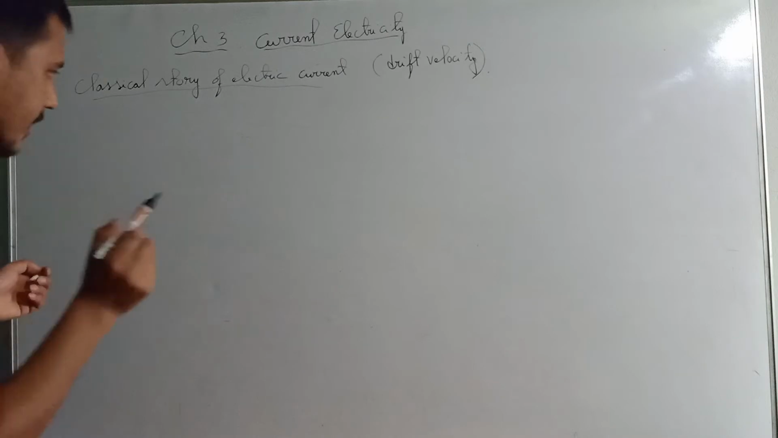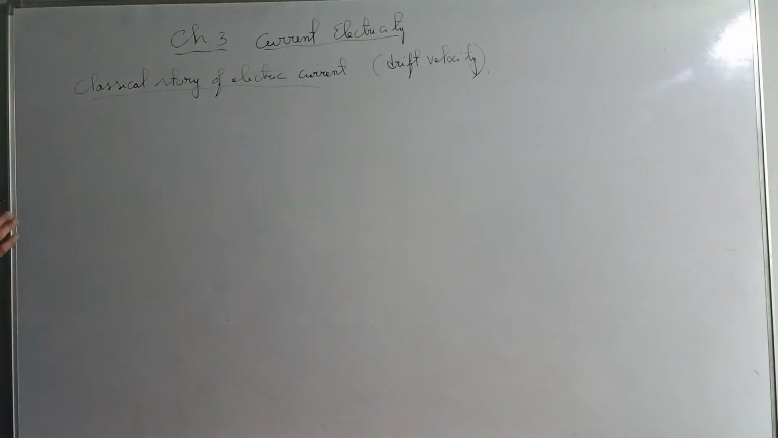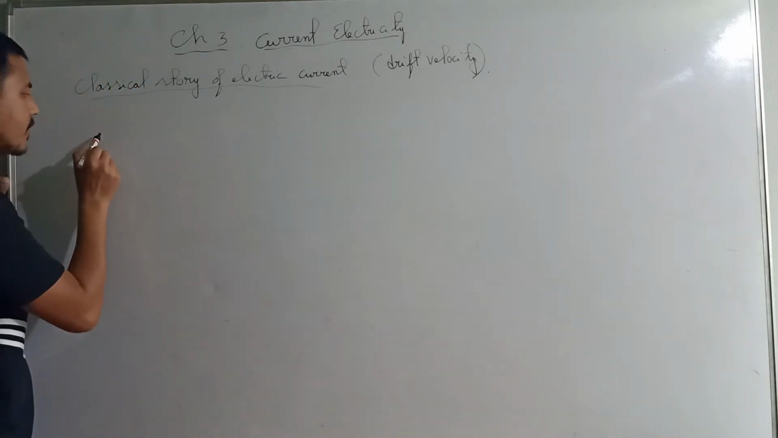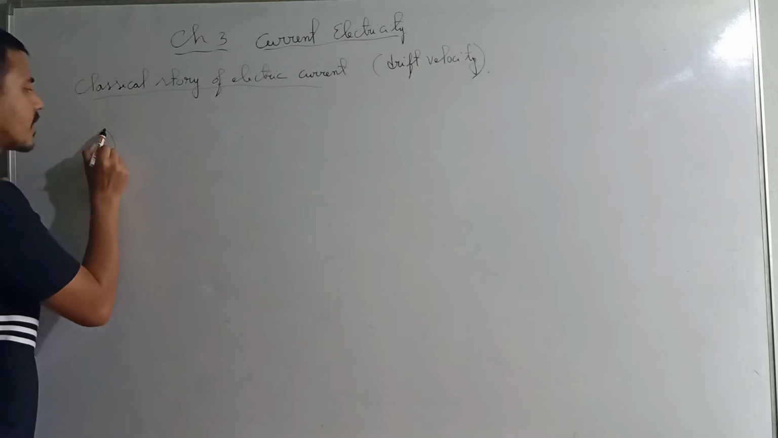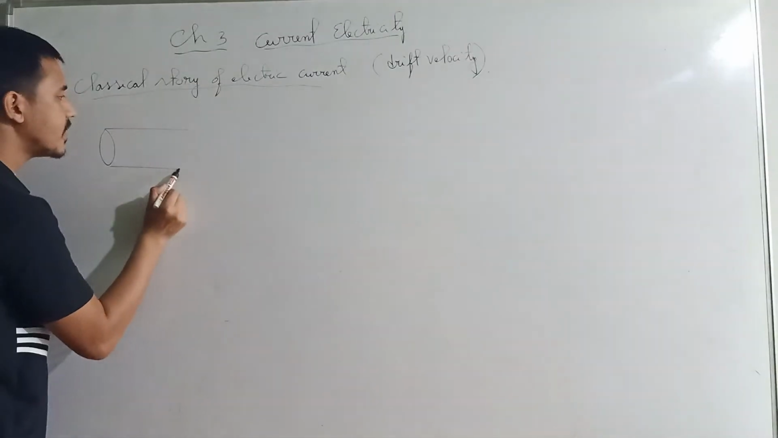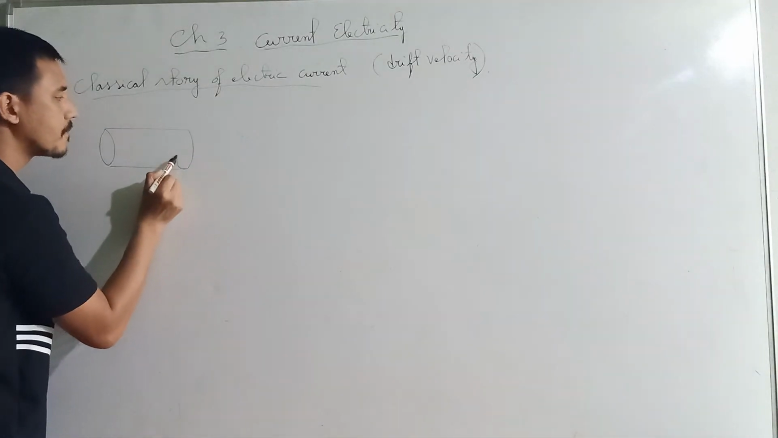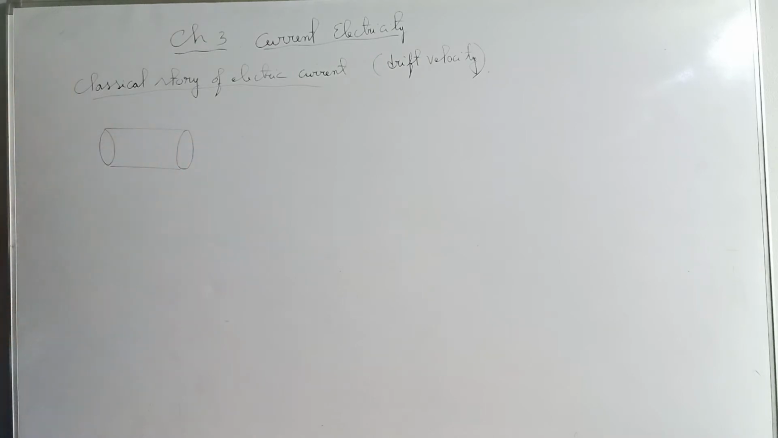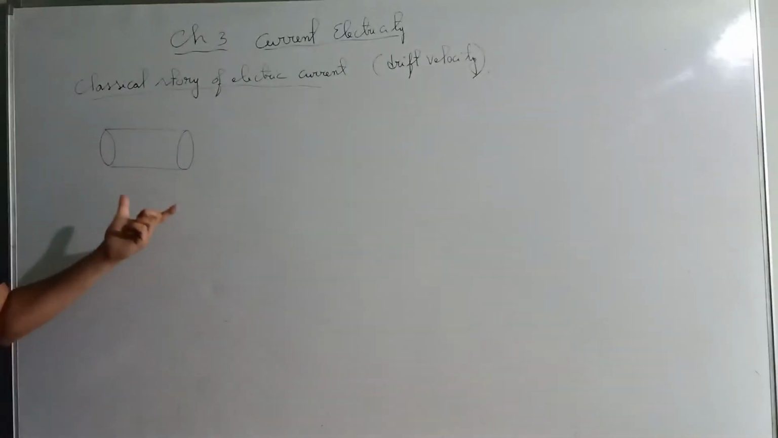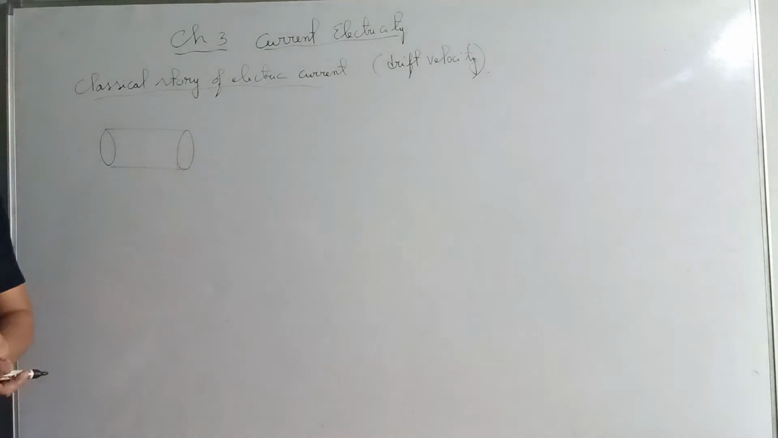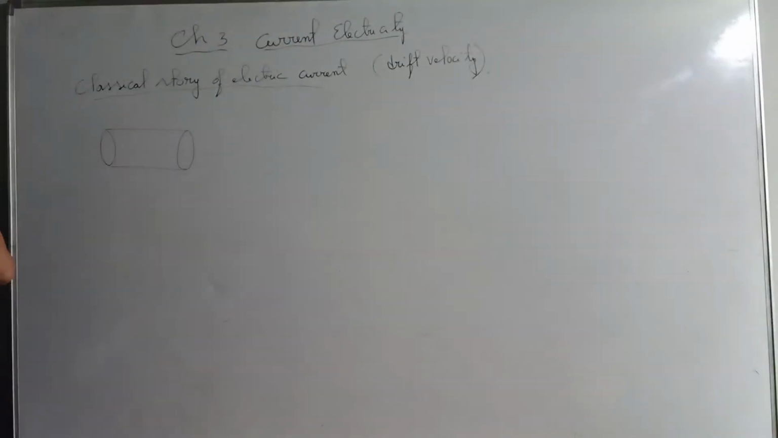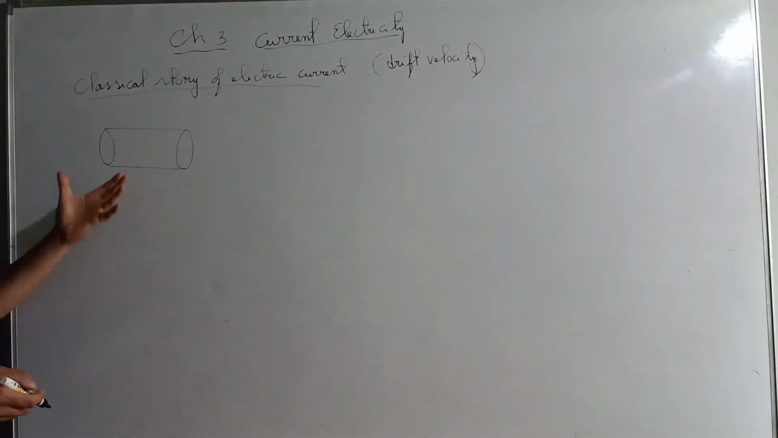Now, in electrostatics, we have learned that the electric field inside a conductor is always zero. Alright?